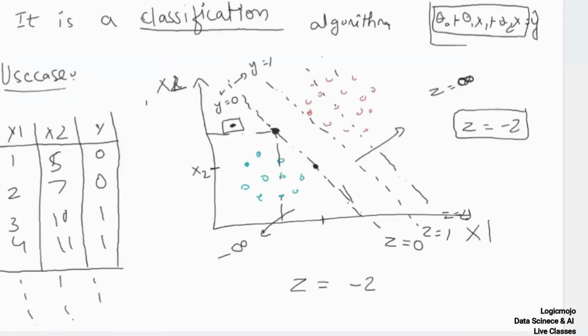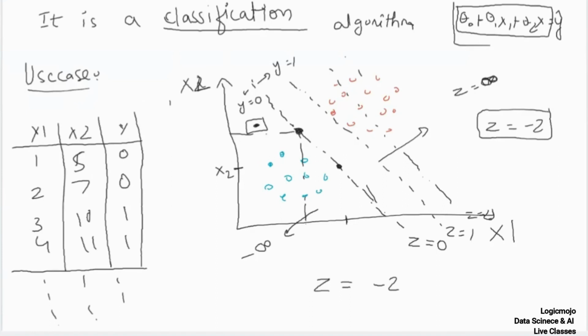The point is, this line is z equal to 0. On this side, my prediction is y equal to 1. Let's say I'm calculating the probability of y equal to 1 using logistic regression. So at the division line, what should be the probability of y equal to 1 on the division line itself? Let's say I take this point which lies on this line. Is it blue or red? 50-50, right? Very good. So at this line, the probability I want is 0.5.